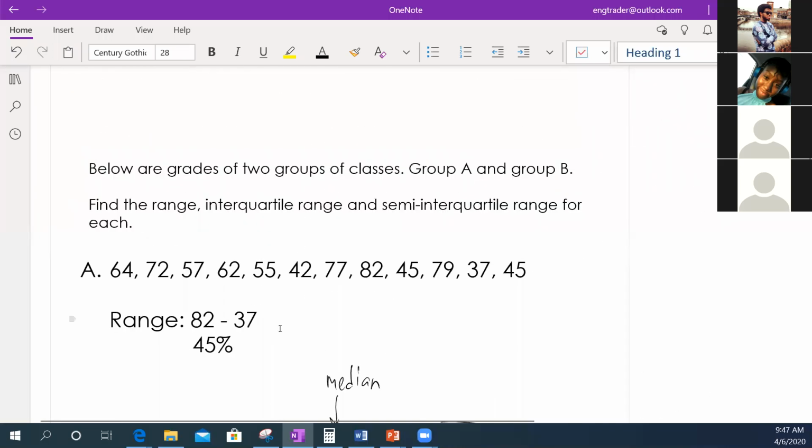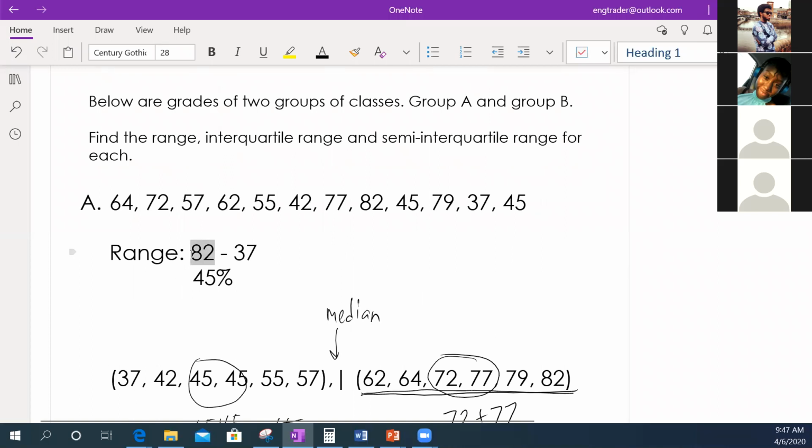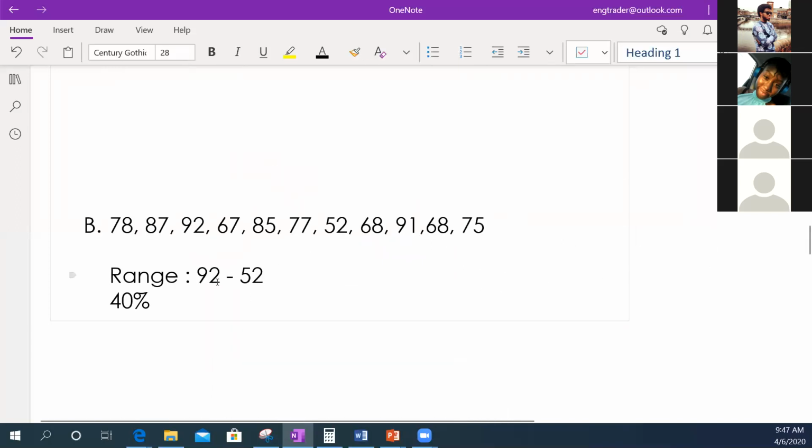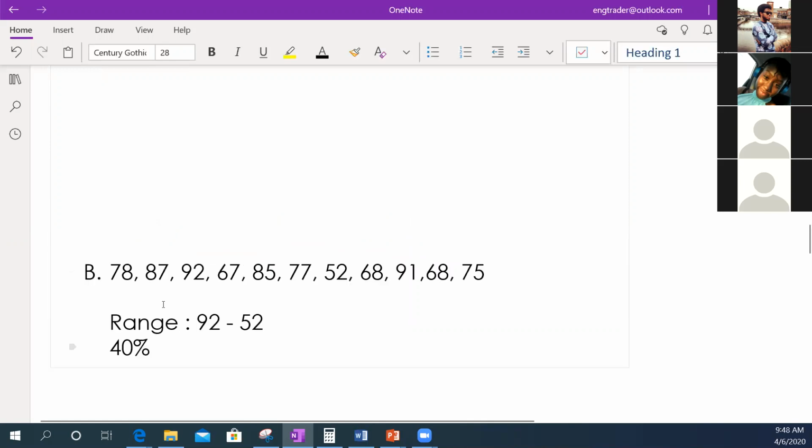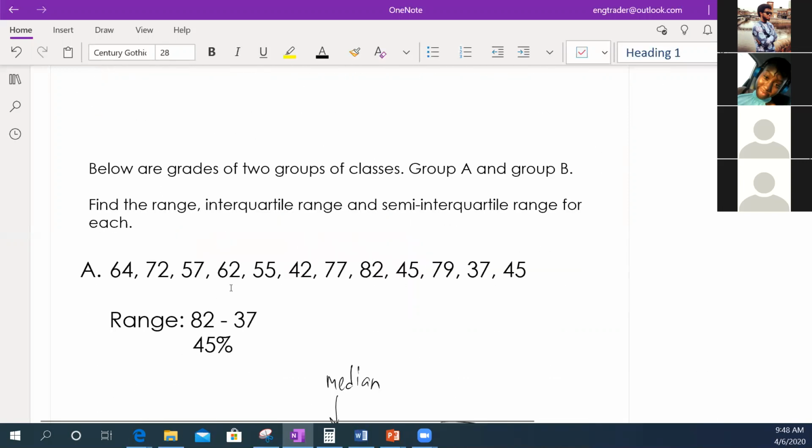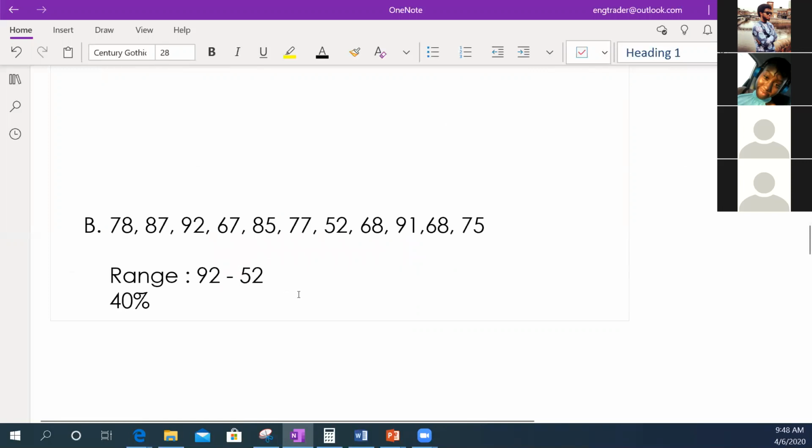Whereas in the other one, we had somebody who got an 82, and in that same class, somebody got a 37. So we're getting somebody who got an A to somebody who got an E. And then when we come to the next class, somebody got 92, but the person who got the lowest score still got 52. They still passed. They didn't get a really, really low grade. Overall, it was a little closer than the one for group A. All right. So now we'll check the interquartile range and see if we see anything similar in terms of the spread for that.